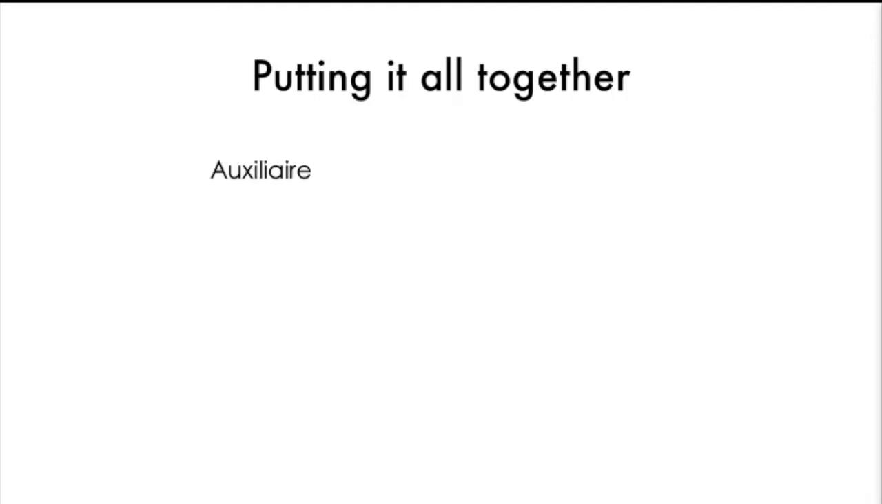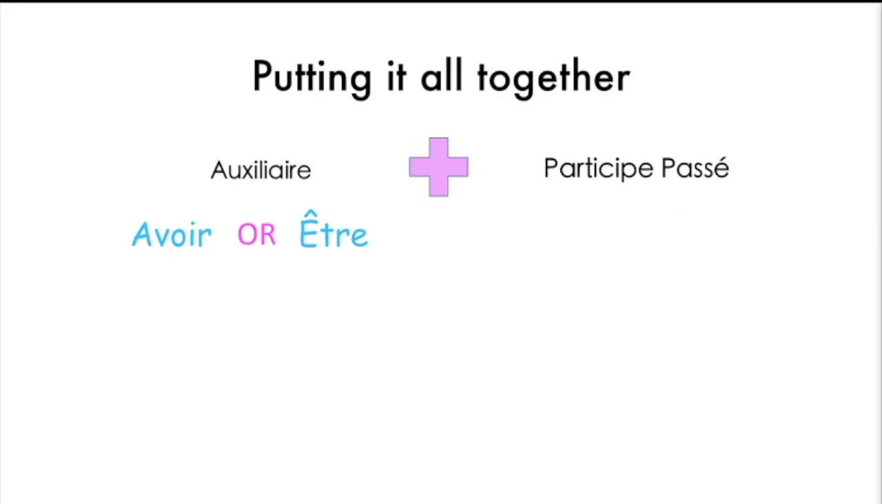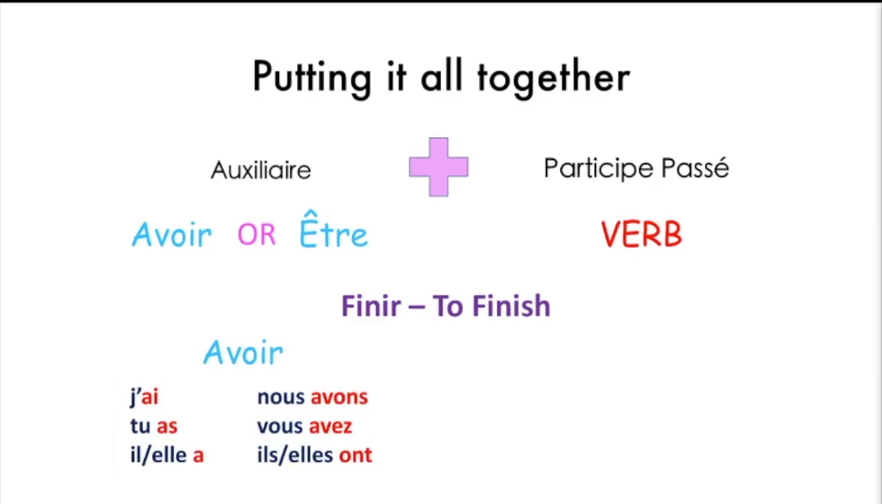So remember, the first thing we needed was l'auxiliaire, and that could be avoir or être. And the second thing we needed to make the passé composé was the participe passé of the verb. So like I said, let's choose an IR verb. We have finir, which is to finish. And once again, this is going to fall under avoir. So there's our avoir chart. J'ai, tu as, il a, elle a, nous avons, vous avez, ils, elles ont.